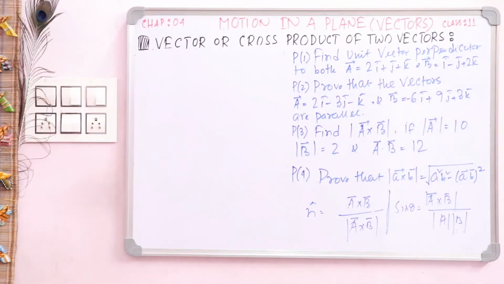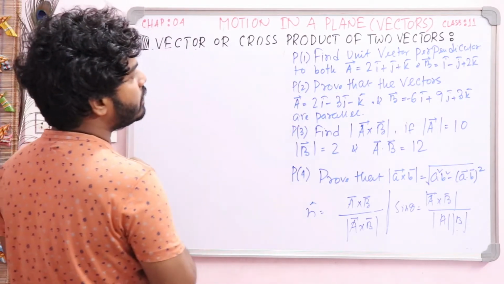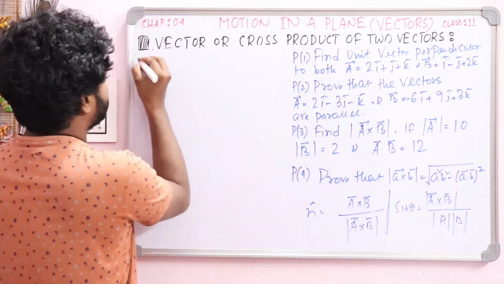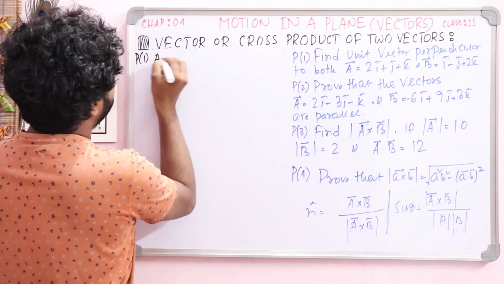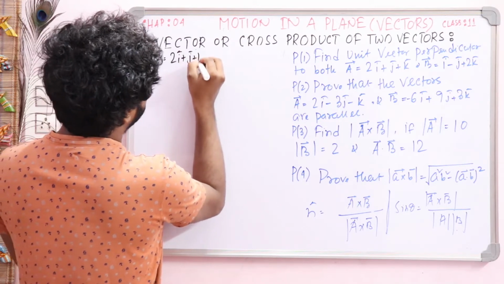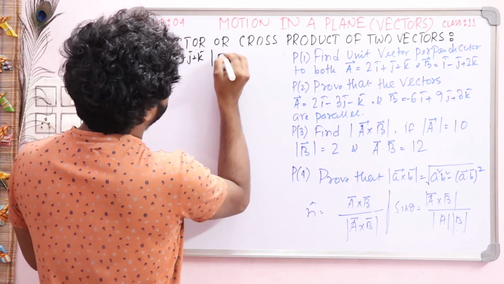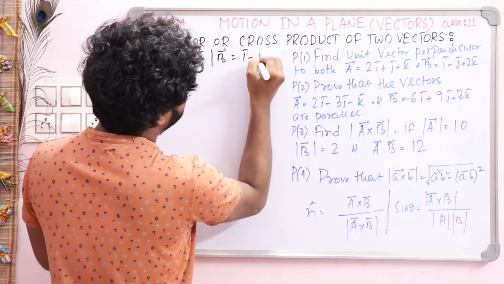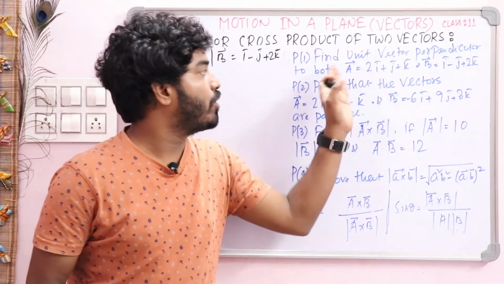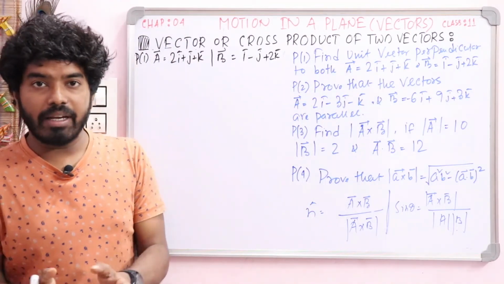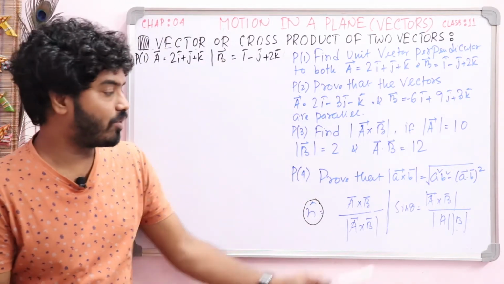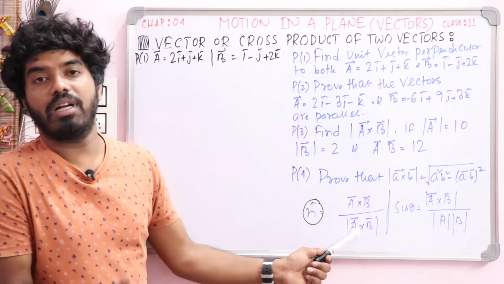Okay, so students, this is our problem. You see problem number 1: find the unit vector perpendicular to both vector a and vector b. Okay, write it down first. So vector a is given, that is 2 i cap plus j cap plus k cap, and vector b is given, that is i cap minus j cap plus 2 k cap. Now you have to find the unit vector which is perpendicular to a and b. So here you have to find n cap. We already completed the formula for finding n cap: a cross b divided by mod under a cross b.